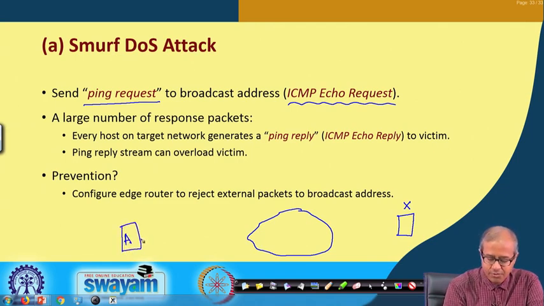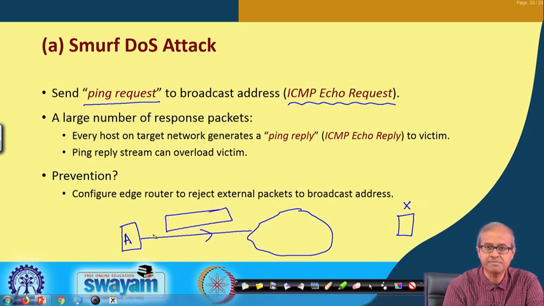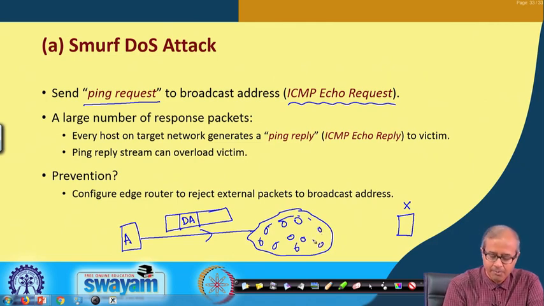So, what the attacker can do is send a packet to this network with a broadcast address. The destination address will be a broadcast address, which means this packet will be delivered to everybody, all the computers in this network. But in the source address part, the attacker has done some mischief. He has done something called IP spoofing, which means instead of the address of A, he has substituted the address of X.